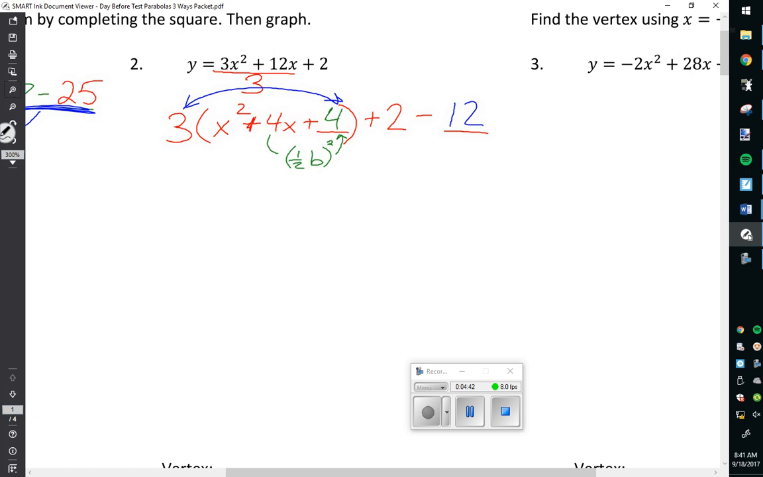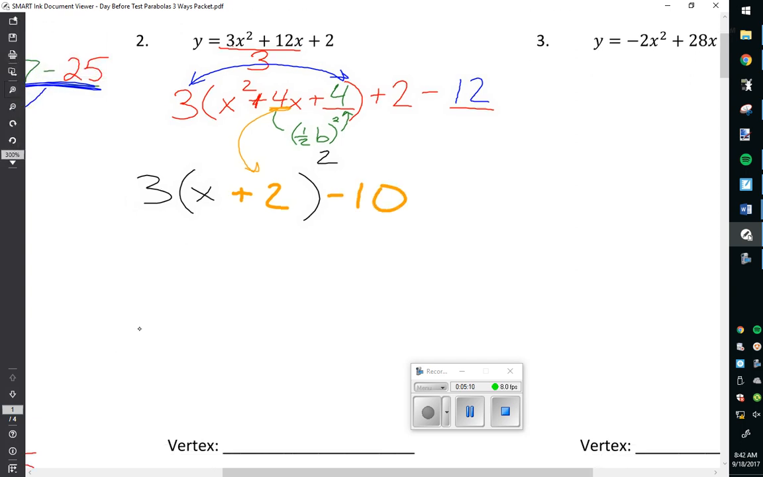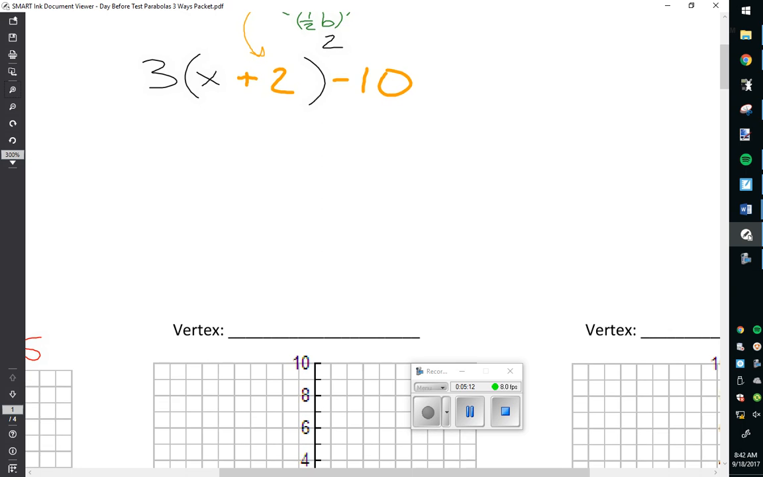That was step 2. We filled in our blanks with half of b squared. Step 3 is putting it in vertex form. So in the end, it's going to look like this. Muhammad, what number is going to go with my x in there? 2. What'd you do? Yep, he took this number right here and cut it in half, so half of 4 gets him plus 2. And minus 10 out here. 2 minus 12 is minus 10. There's my parabola. Or at least my parabola in standard form.